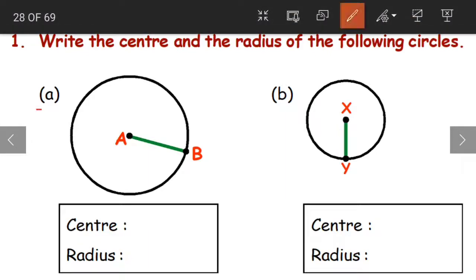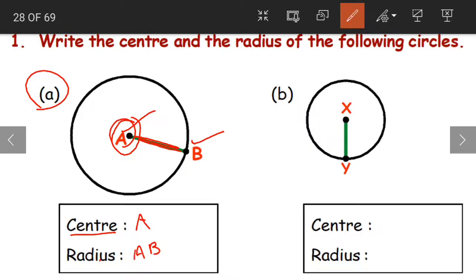Coming to the circle A, what is the center for it? The middle point, that is A. A becomes the center. And what is the radius children? Radius is a line segment joining our center and any point on the circle. So this line segment becomes our radius. And what is the name of that? AB. So radius is nothing but our AB.